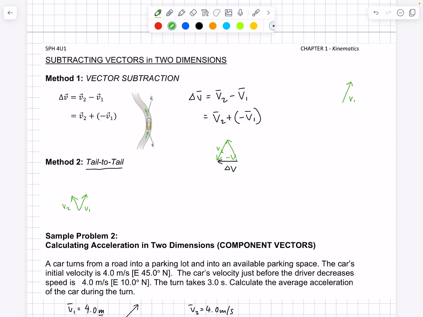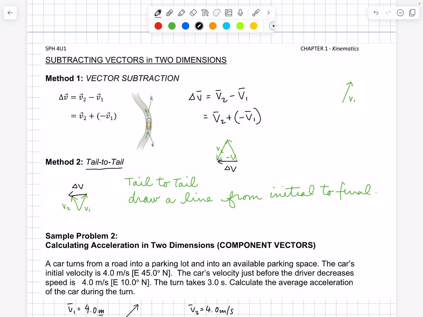In order to find v2 minus v1, we will draw a line, and this is for tail to tail. Draw a line from initial to final, from v1 to v2. And this is our answer, delta v.